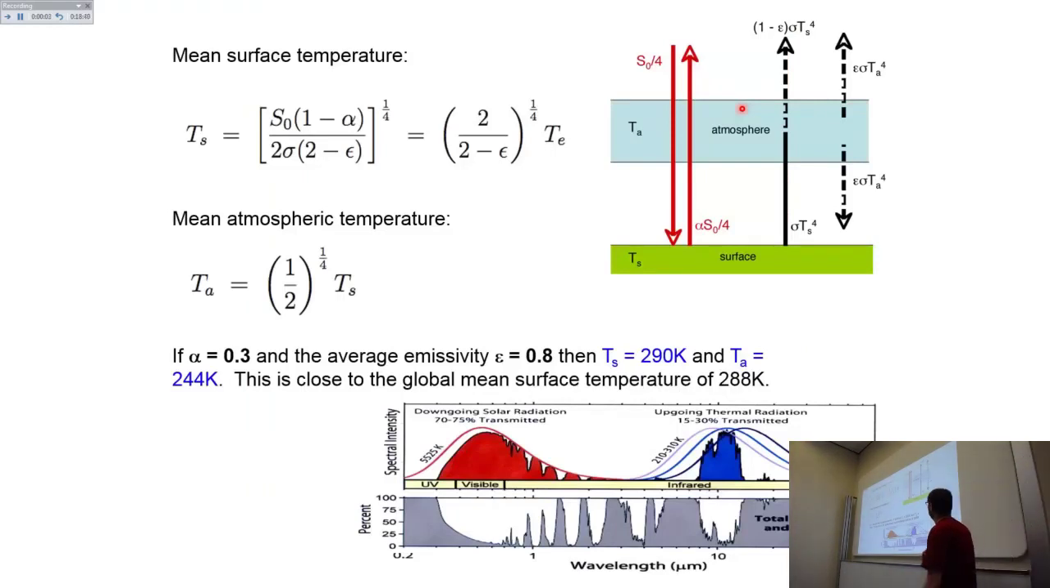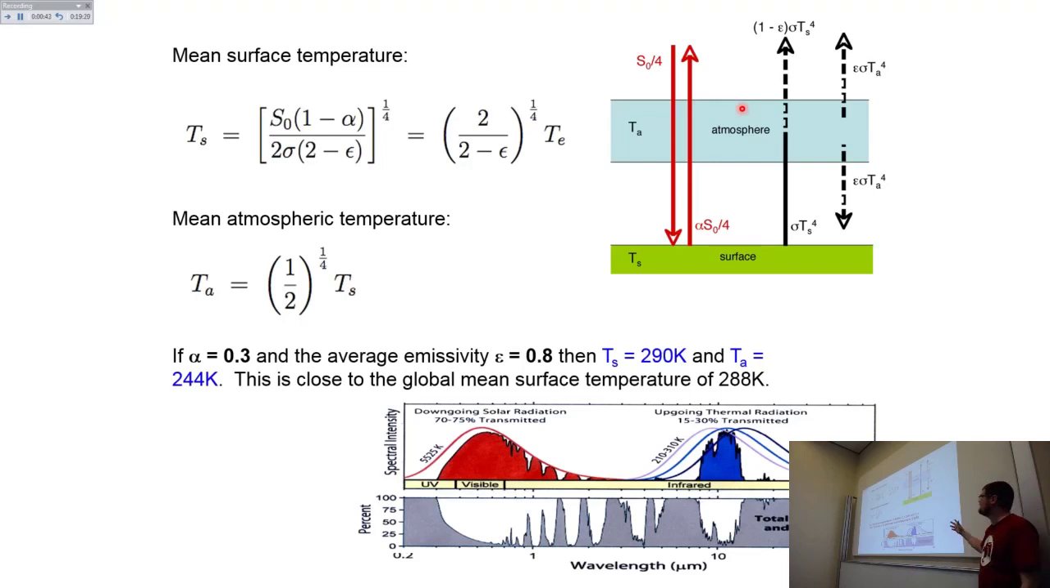So we can go through and do the same kind of plug and chug with the numbers. We've still got the albedo of 0.3, emissivity of 0.8. So that's basically the fraction of this outgoing radiation that is absorbed by the atmosphere, and you can do that as you want to, and that will give you a temperature of 288 Kelvin, which is much closer to the real temperature of the Earth.